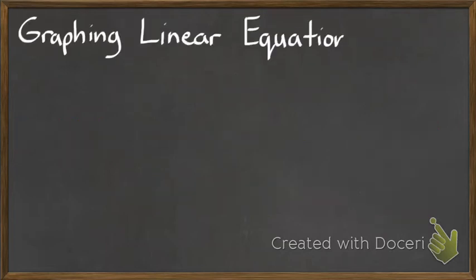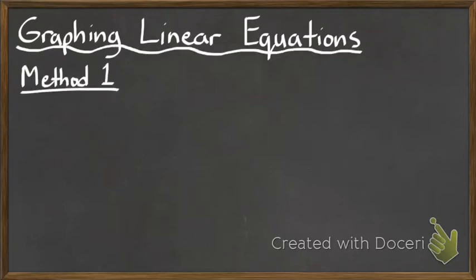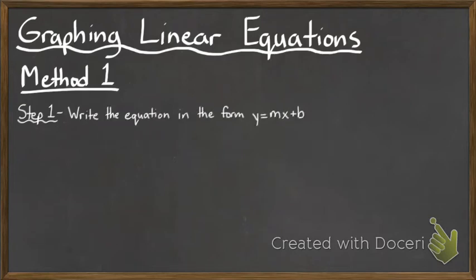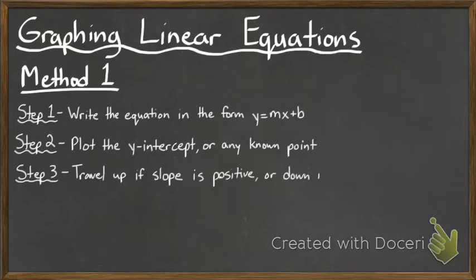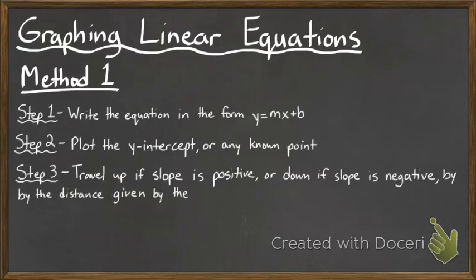Okay, now we can start graphing some linear equations. But there's more than one way to do this. So let's look at method 1. In our first method, step 1, write your equation in the form y equals mx plus b, or slope-intercept form. Step 2, you're going to plot the y-intercept or any other known points. So we know that the y-intercept is defined by our b value. Step 3, you're going to travel up if the slope is positive, or down if it's negative, by the distance given by the rise.